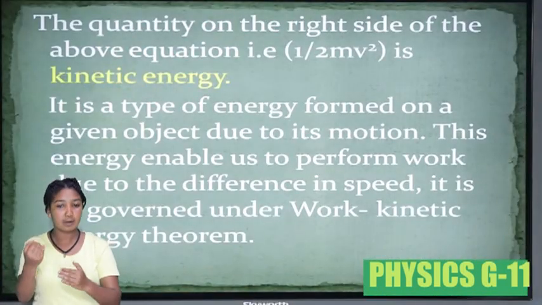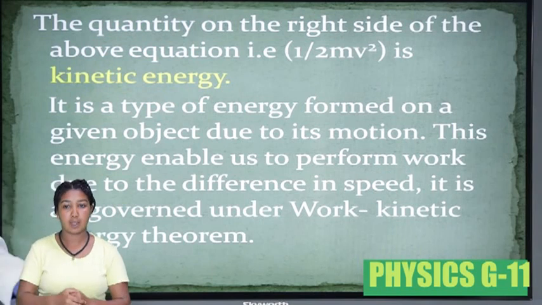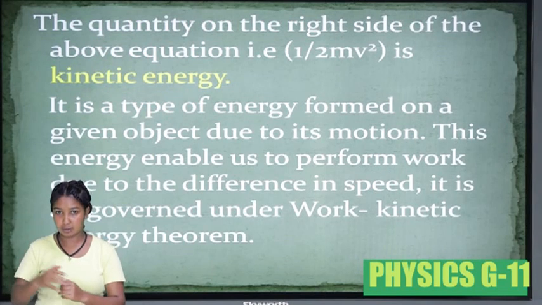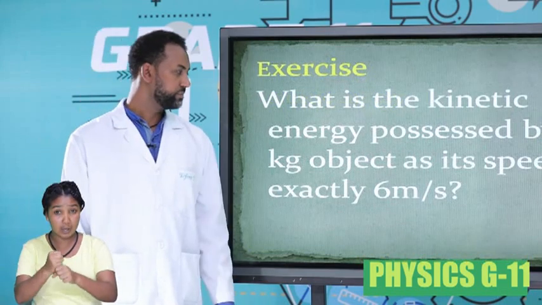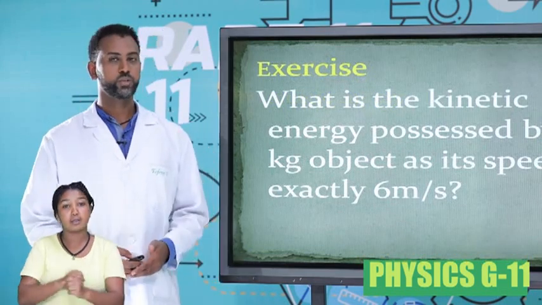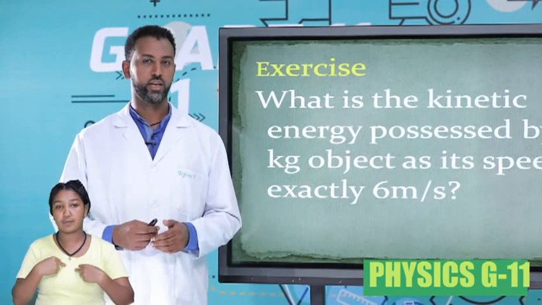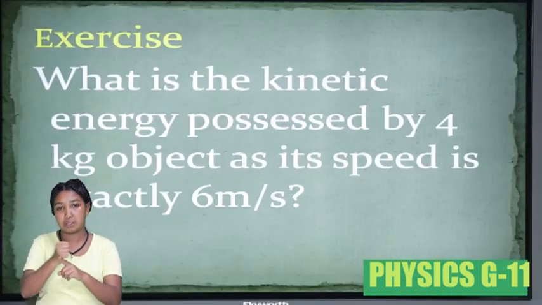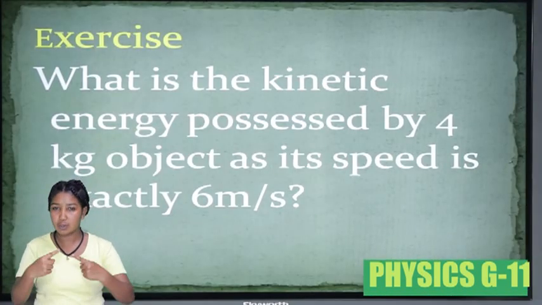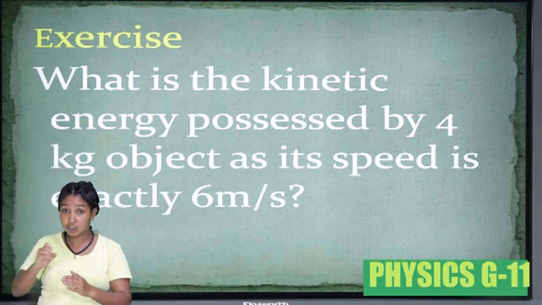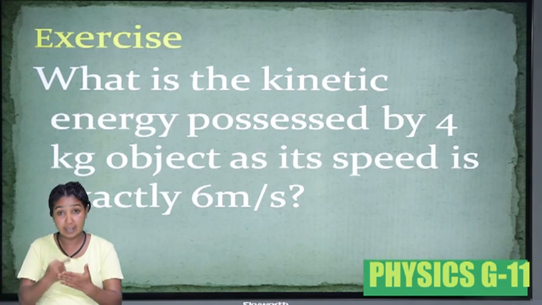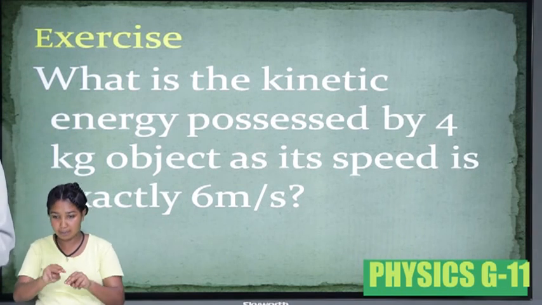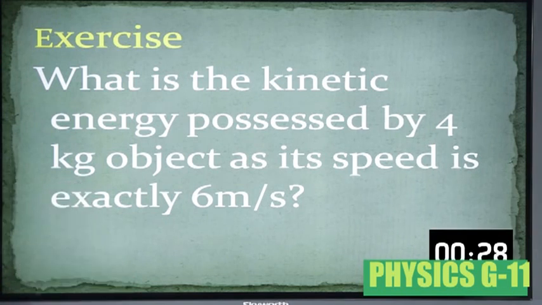And the other form of energy is potential energy. We'll try to deal with that. In this case, we have to discuss the work energy theorem. But before that, we should have an exercise, and it's time for an activity. So students, can you try: what is the kinetic energy possessed by a 4 kilogram object as its speed is exactly 6 meters per second? Please try that.